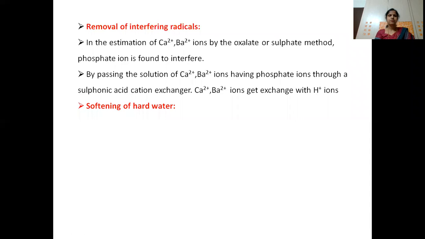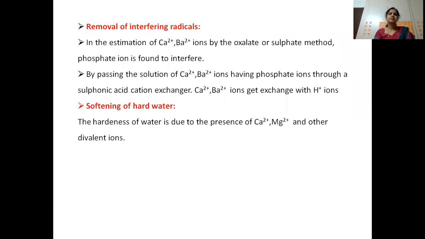Then it is also used for softening of hard water. This is very important again. As we know, hard water is hard due to the presence of calcium and magnesium ions. So mainly it is calcium and magnesium ions. It is hard, that is, it does not give lather with the soap, whereas soft water will give lather with the soap. So how to convert this hard water into soft water? For this, again a very important technique that we are using daily is ion exchange chromatography.